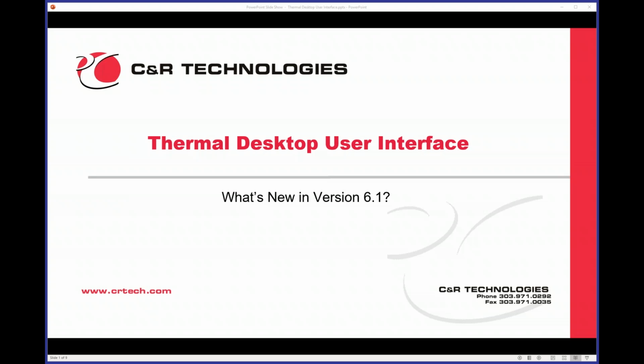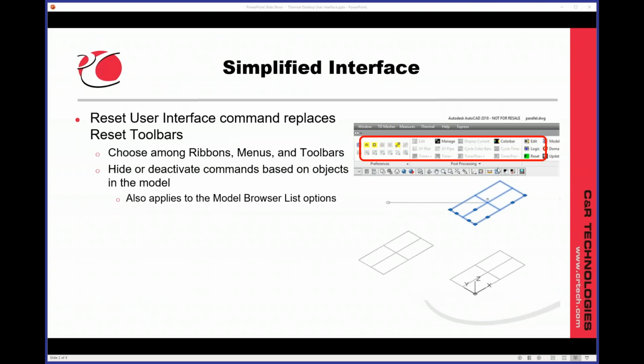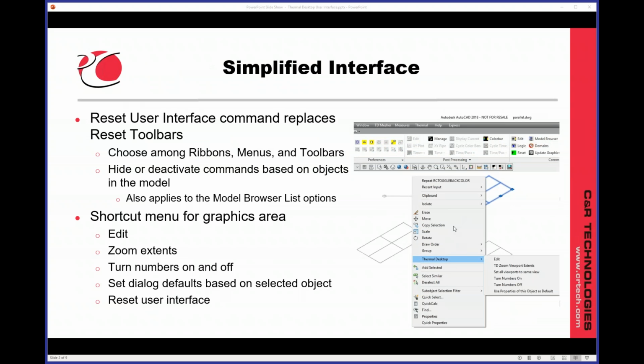Okay, so someone has asked, where did the drop-down menus go? How do I navigate to that option? You can either type menu bar and give it a value of 1, or right-click in the graphics area. You'll find Thermal Desktop, and if you have nothing selected, you should see an option for Reset User Interface, and that should allow you to choose menus, ribbons, and toolbars.